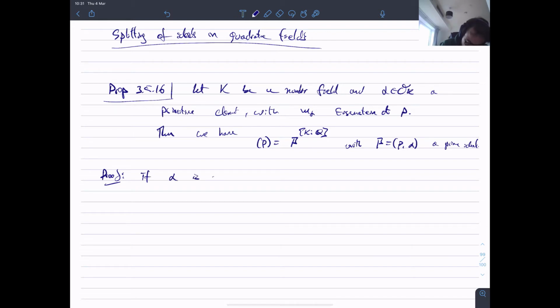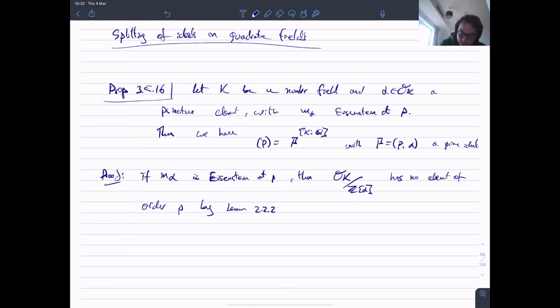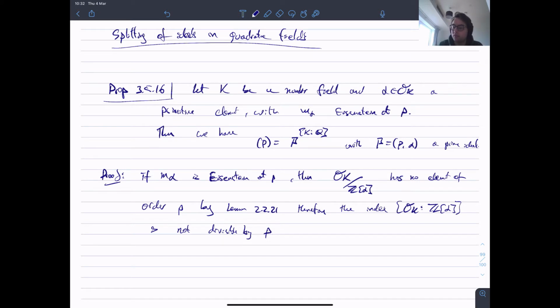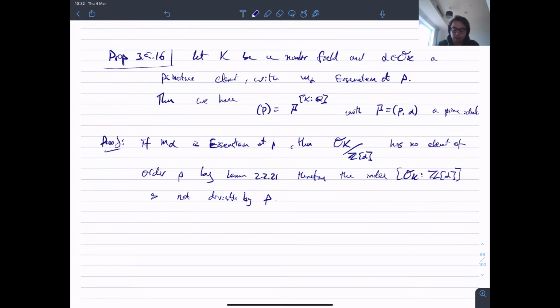So first of all, if m of alpha is Eisenstein at p, then if you think of this group quotient, OK mod Z alpha, this has no element of order p. If you go back to check this by lemma 2.2.21, therefore the relevant index that we need to check so that we can apply the Dedekind-Kummer is not divisible by p. So it's coprime to p, say. So we can apply Dedekind-Kummer without having to worry.